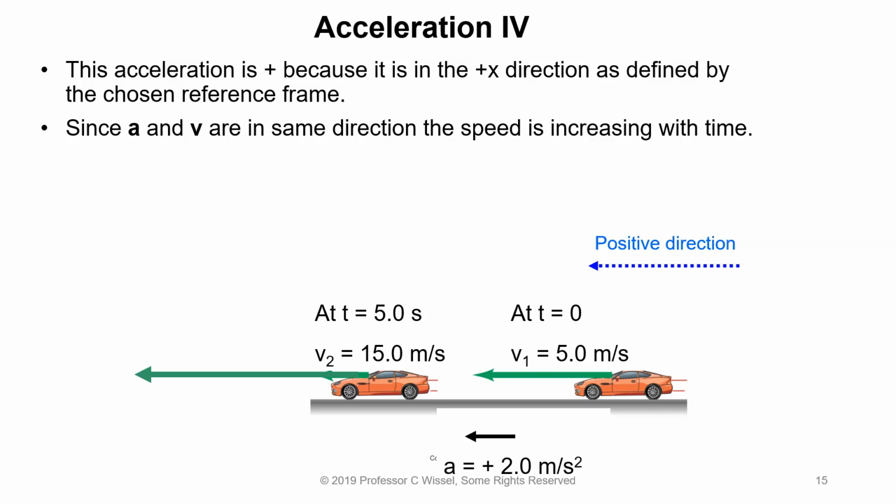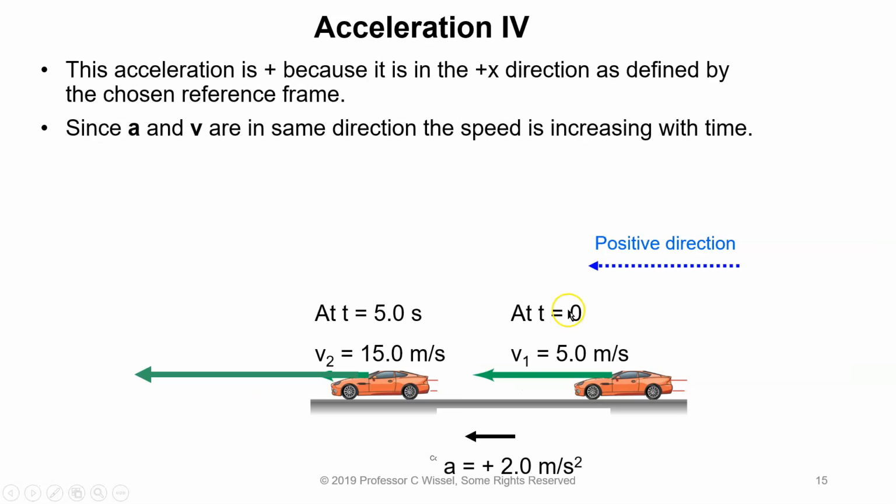Don't get too panicky with this. I'm just showing you this as examples. The acceleration is positive because it's in the same direction as the reference frame's positive. A and V are in the same direction. And V is also positive because it happens to also be in that positive direction. And since A and V are in the same direction, the speed is increasing with time, and it's shown that by the larger arrow here.